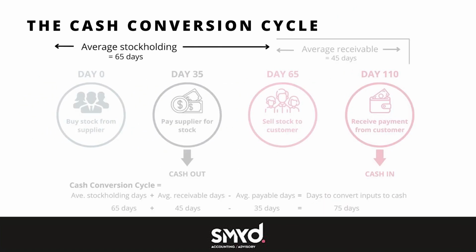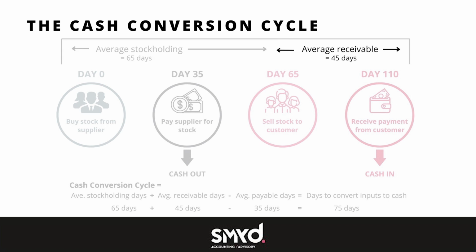Now you'll see on the left at the very top we've got the average stock holding. That is how long our stock is sitting there as stock, where it's not actually being converted into cash. The second part is the accounts receivable days. So we bought something, we've now sold it. How long does it then take for us to convert that back into cash?